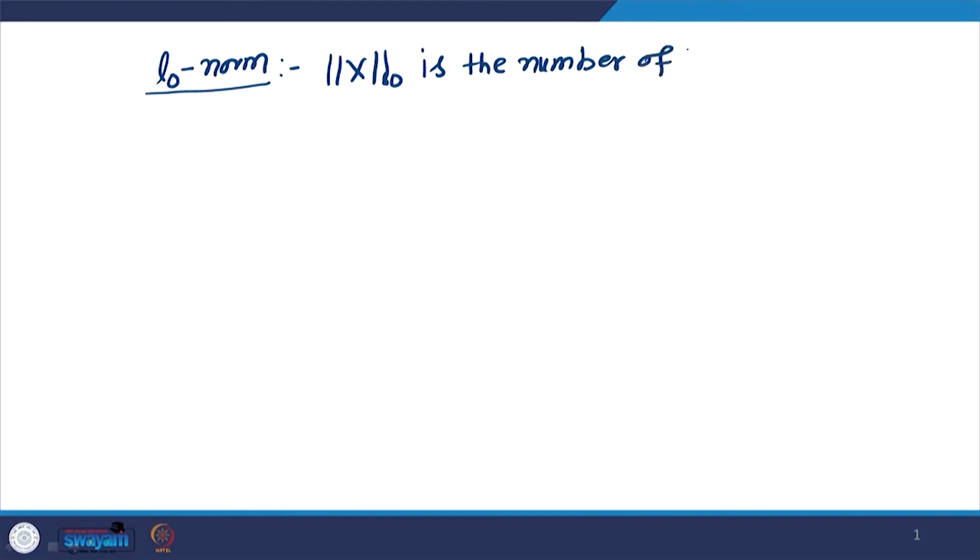There is one more very interesting norm which is quite useful in machine learning, and that is called the L0 norm. Strictly it is not a norm, I will tell you why, but we define this norm as follows: if you take a vector x, then the 0 norm of vector x is the number of non-zero elements of x.